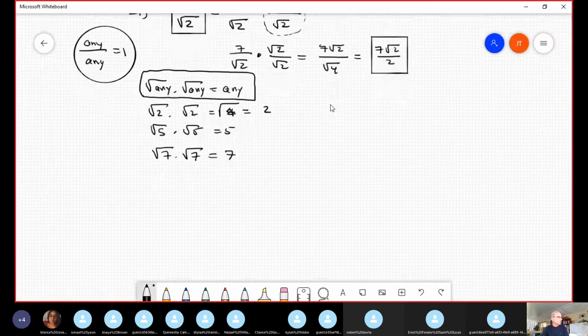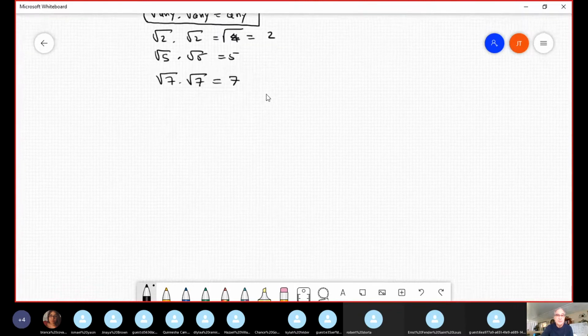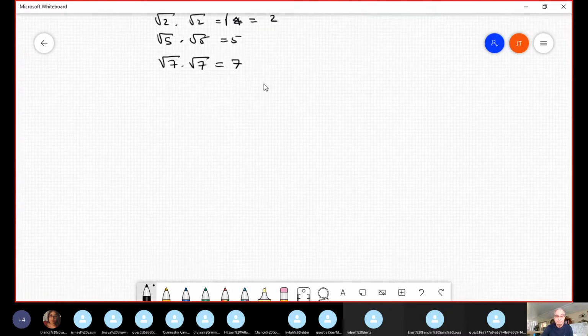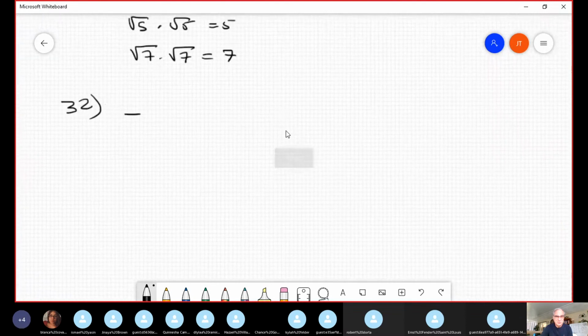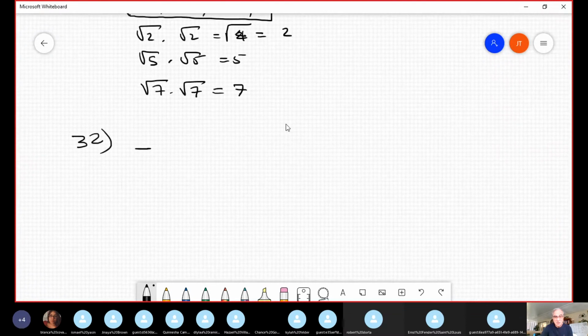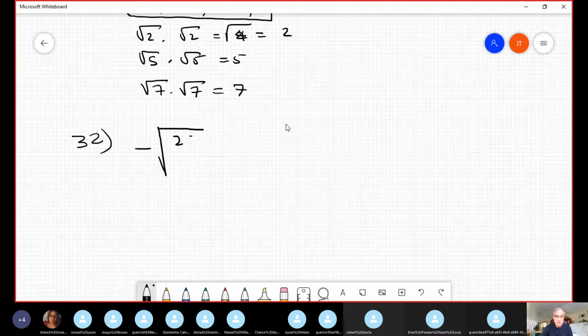Let's practice rationalization. For example, 32. 32 has a minus. I don't care. I tell you, this minus confuses you. Put a minus in the front, but I don't ignore it totally. I manipulate the rest without it, and I finally put the minus, because the answer is negative. The radical of 25 divided by 12.